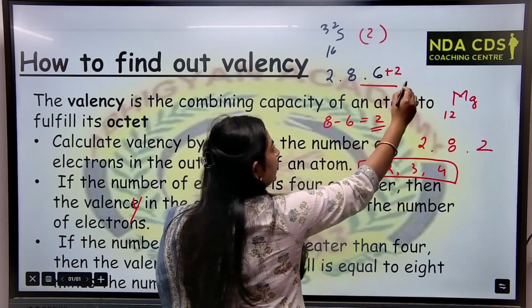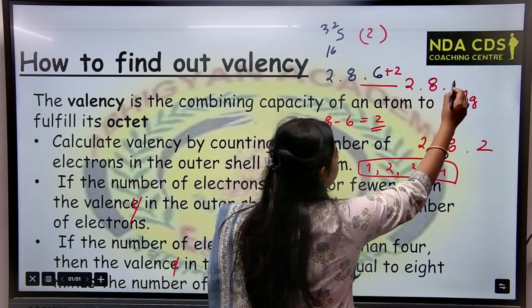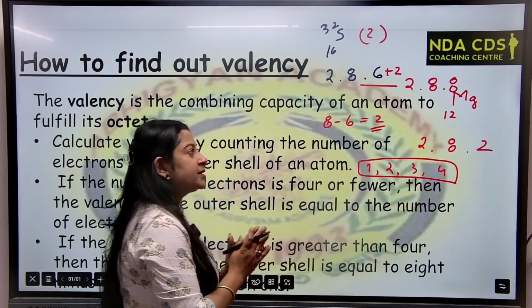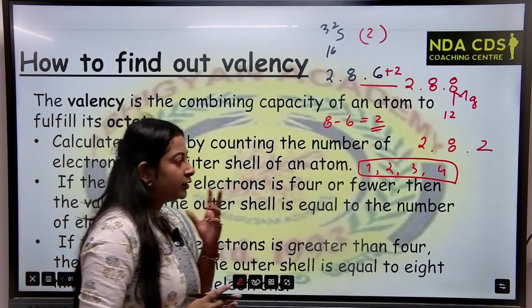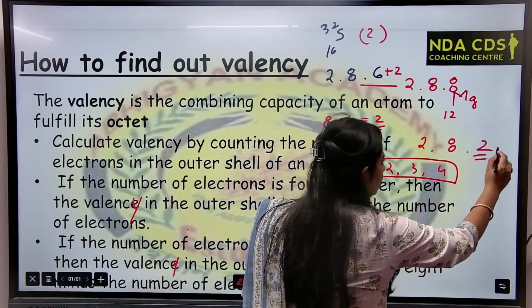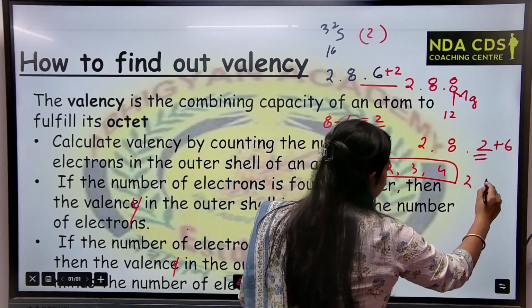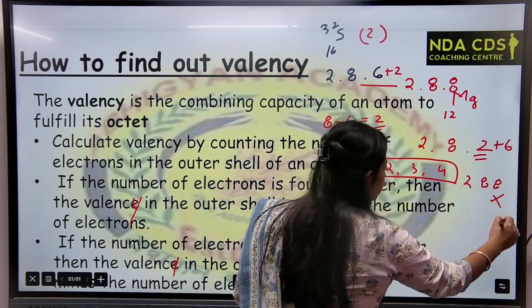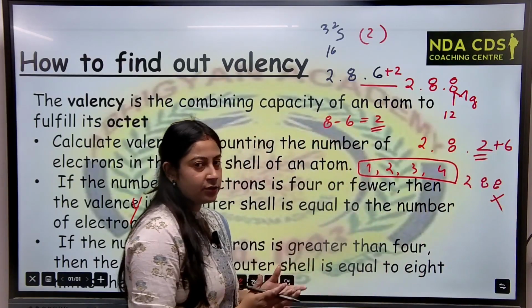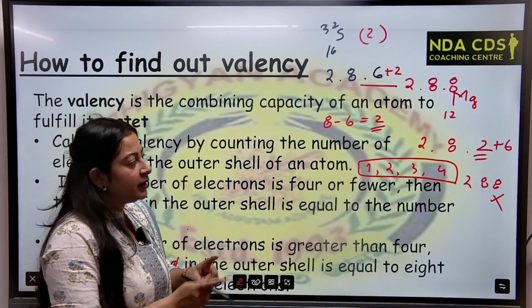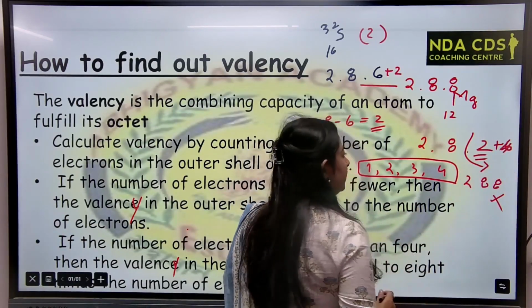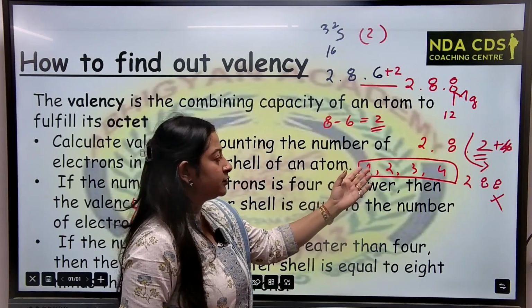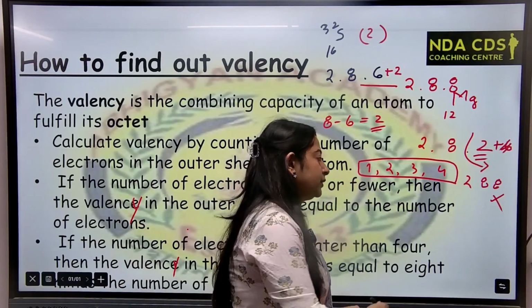If you give it 2 electrons, then the configuration will be 2.8.8, right? It is very simple, always think about octet. But it's not like that. If it has 2 here, we can't give 6 to complete its octet, because it is not easy to accept 6 electrons in the outermost shell. So it will be easier to lose these 2 electrons. It will be easier to lose the first electron, second electron, third electron.